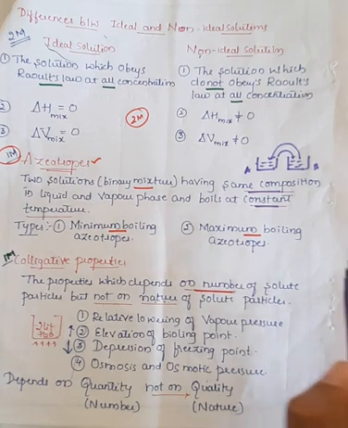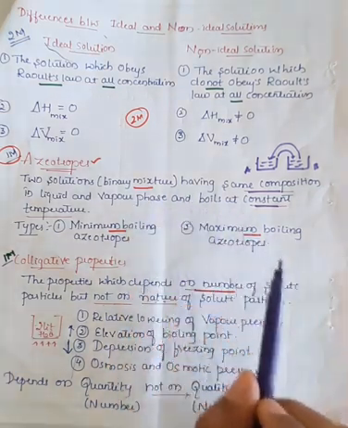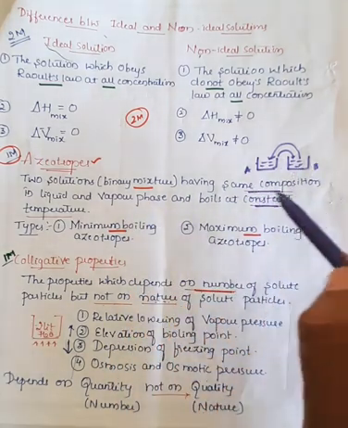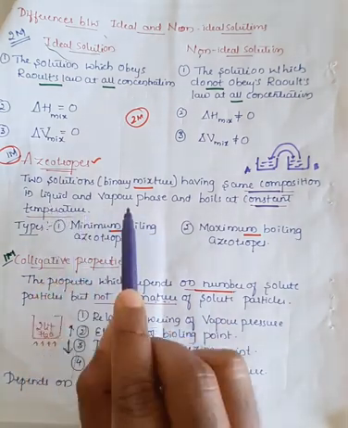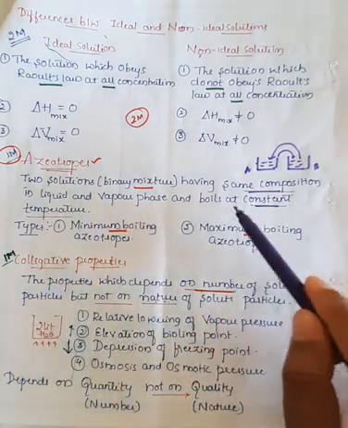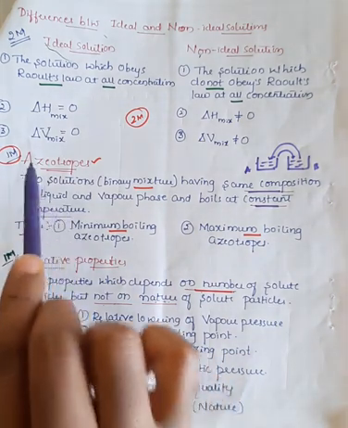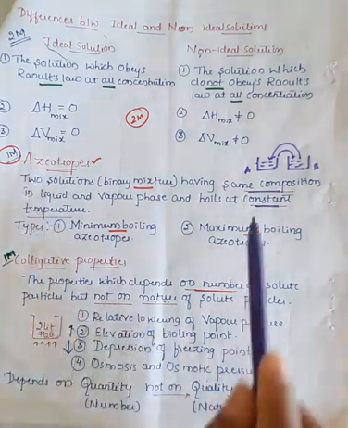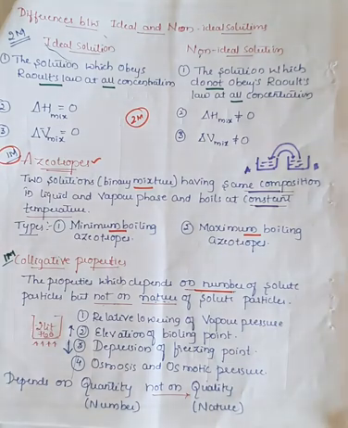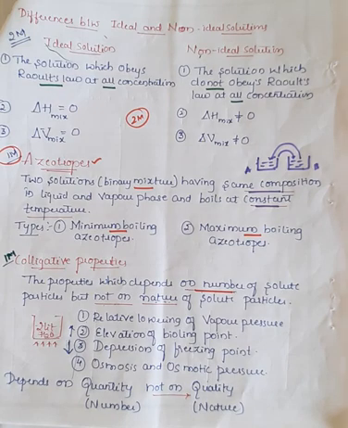Very simple. Azeotropes are a binary mixture of solutions which have the same composition in both liquid and vapor phase, and they have the same boiling point, or they boil at a constant temperature, and those are called azeotropes. Right? So remember, during the separation of liquids, you can go for distillation. Whenever there is a mixture of two solutions, we can go for distillation.